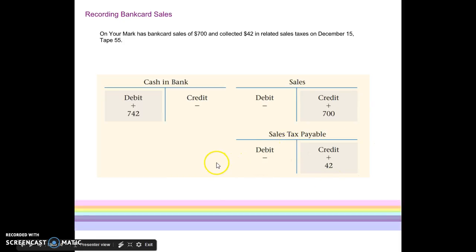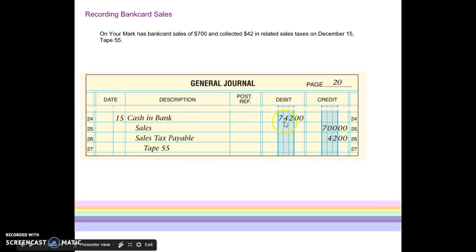How do we put it in the journal? In the journal, we would debit cash and bank for $742. We then credit sales for $700. Sales tax payable, credit $42. And still, tape 55 as our source document.